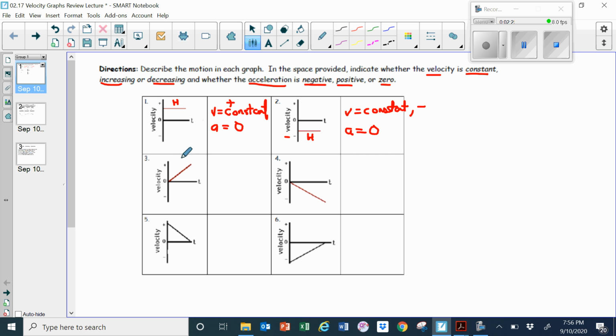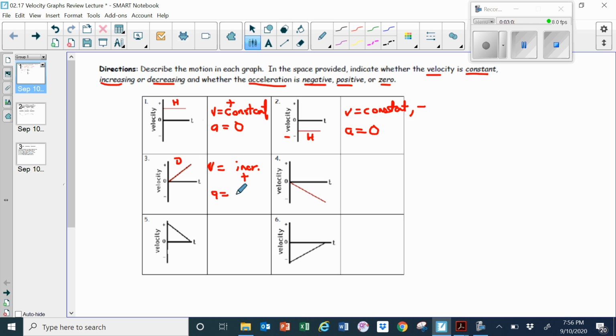Now here, in this case, the velocity is a diagonal. Okay? But the velocity then, the velocity is increasing. I'm just going to write INCR, increasing, and it's positive. Okay? The acceleration then, since the velocity is increasing, if I were to draw the acceleration graph to go with this, this would be a horizontal. This is a diagonal, so the acceleration graph would be horizontal.